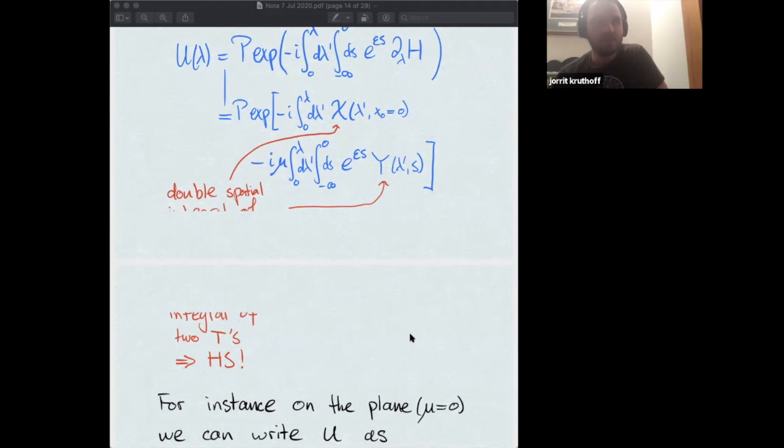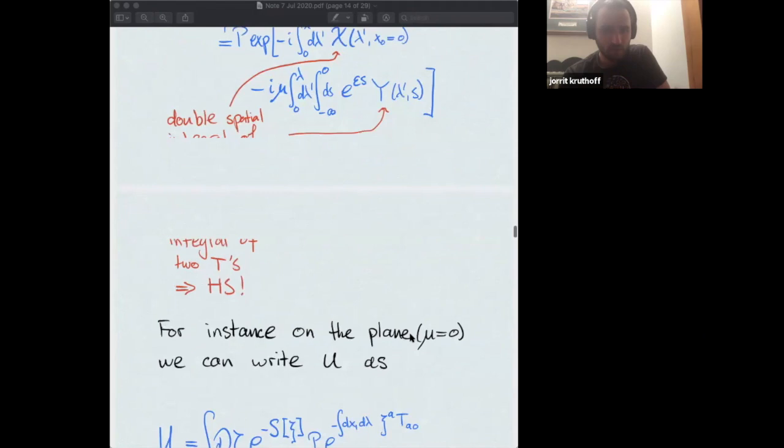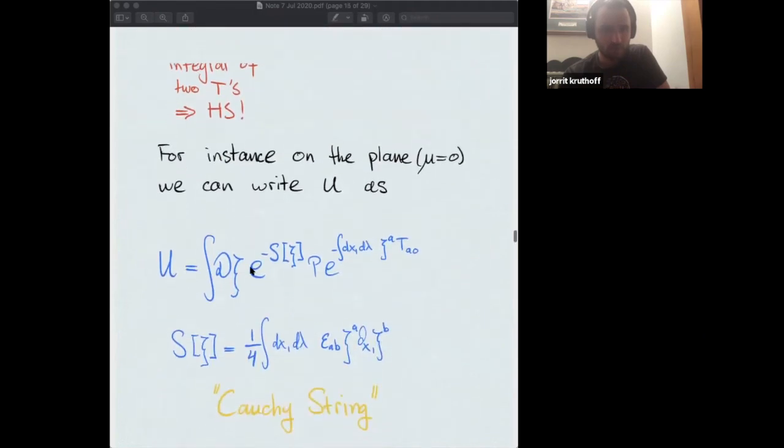For most of the things that I will talk about, I will set this mu to 0, so we'll just be on the plane, and we only need to care about this chi. When you include this y, things become much more complicated, and it's not entirely clear to us what the implications are. So on the plane, we can write this U operator, introducing here a Hubbard-Stratonovich field psi.